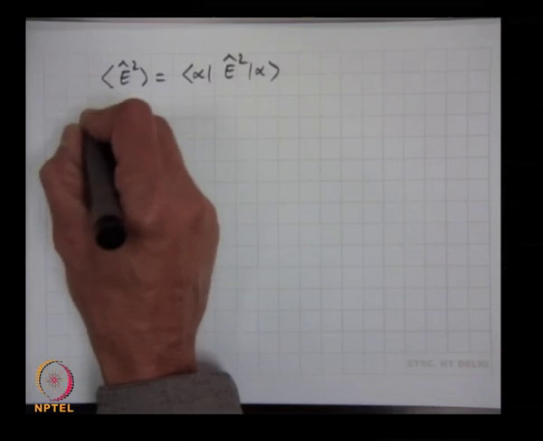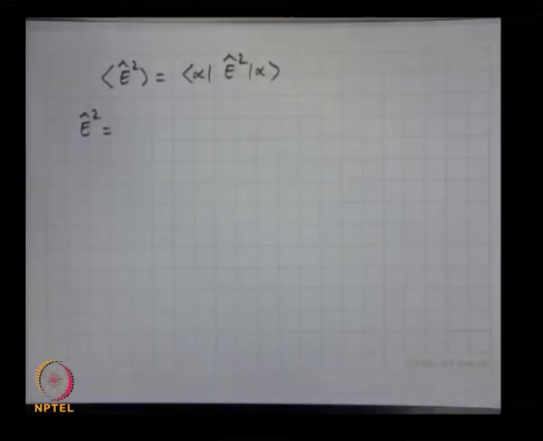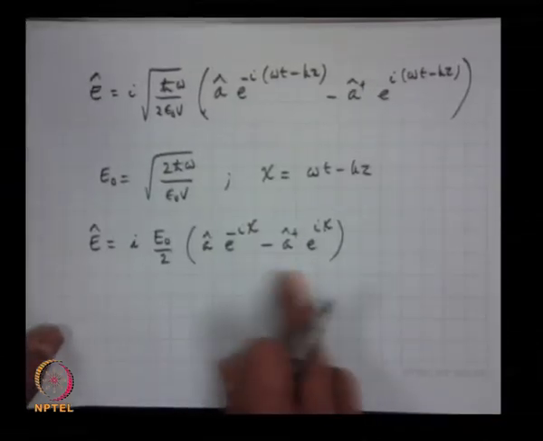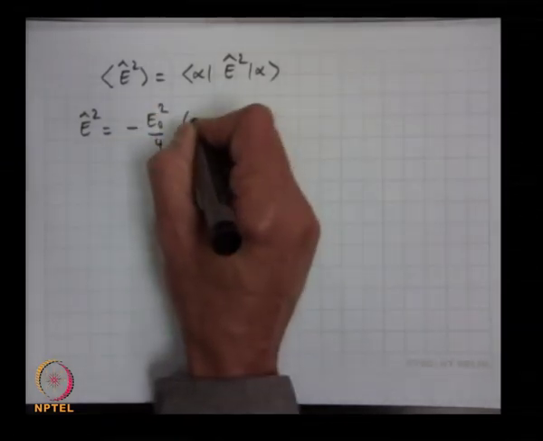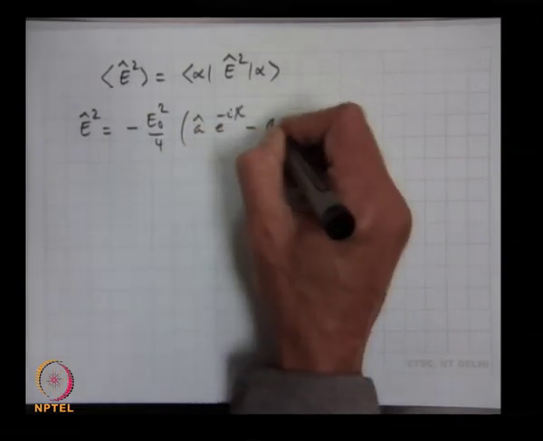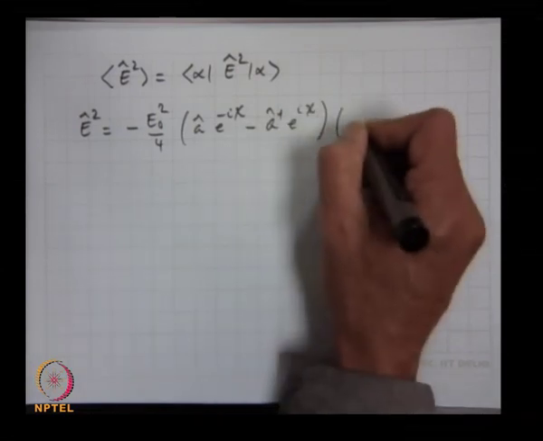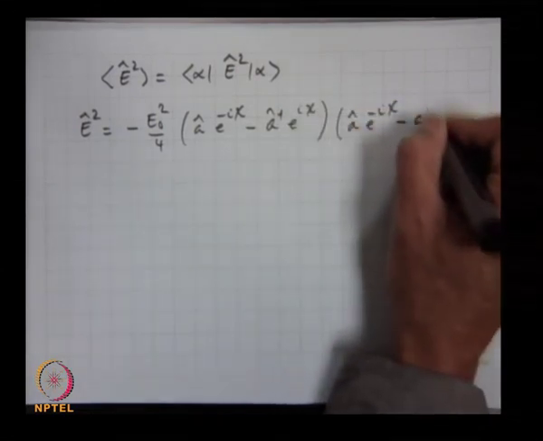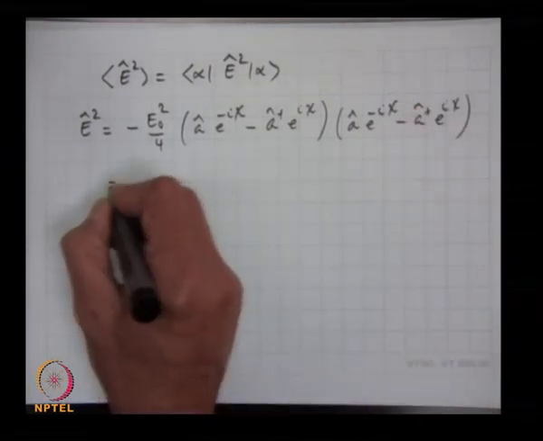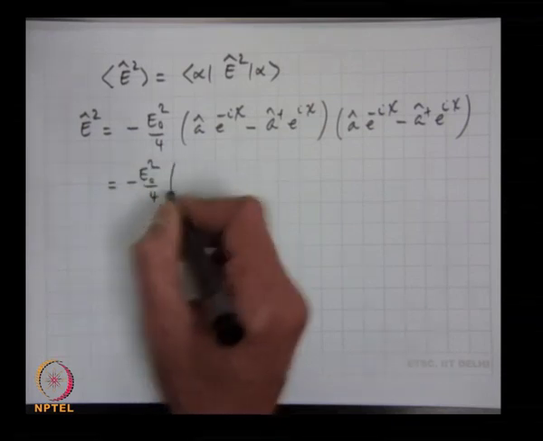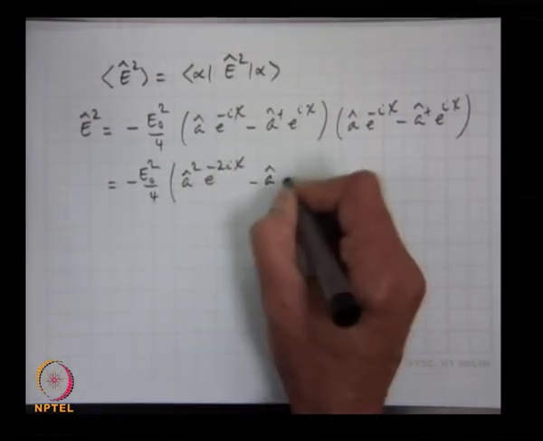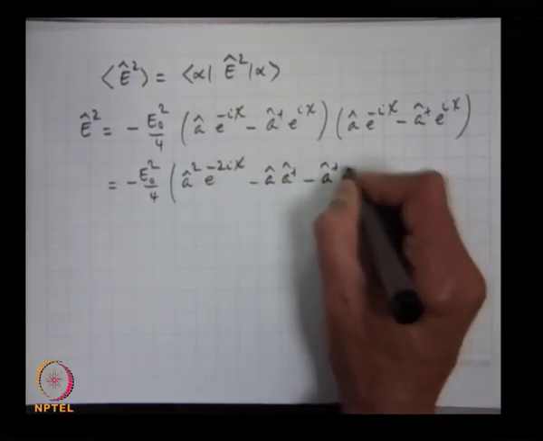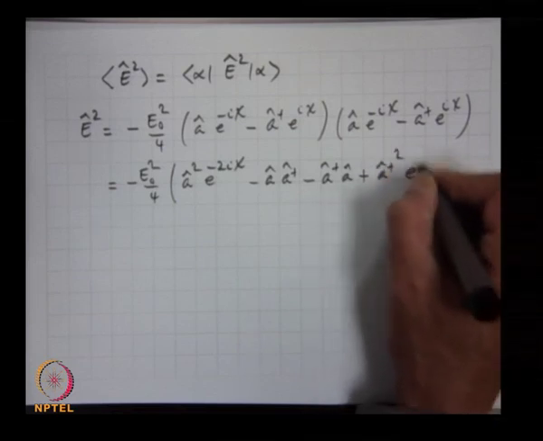So what is E square? Now E, remember, we had written in terms of a and a dagger like this. So E square is minus E naught square by 4 times (a exponential minus i chi minus a dagger exponential i chi) into (a exponential minus i chi minus a dagger exponential i chi), which is equal to minus E naught square by 4 times (a square exponential minus 2 i chi minus a dagger a minus a a dagger plus a dagger square exponential 2 i chi).